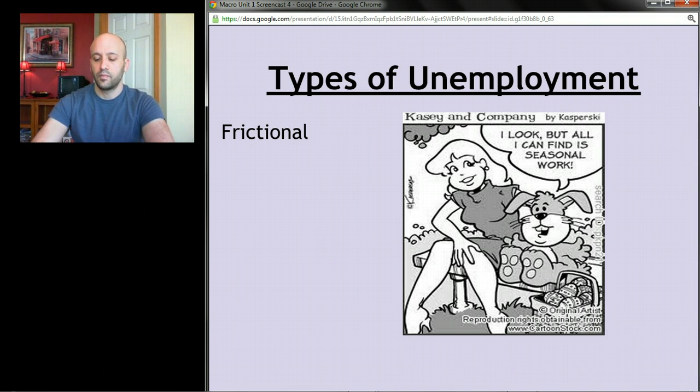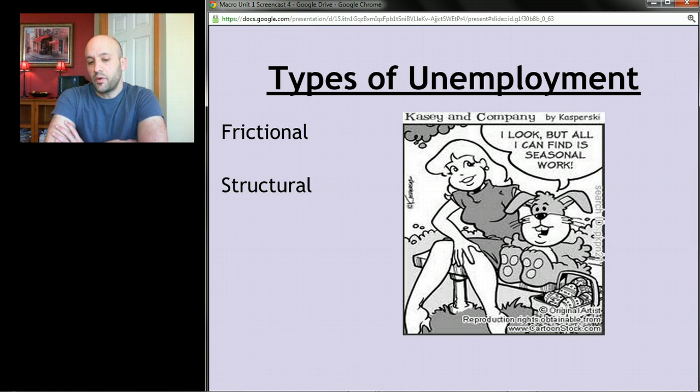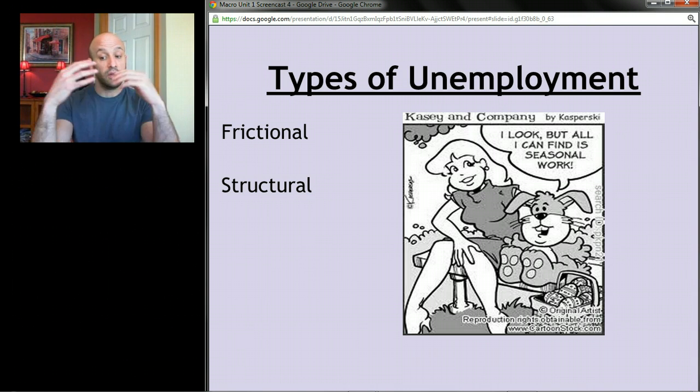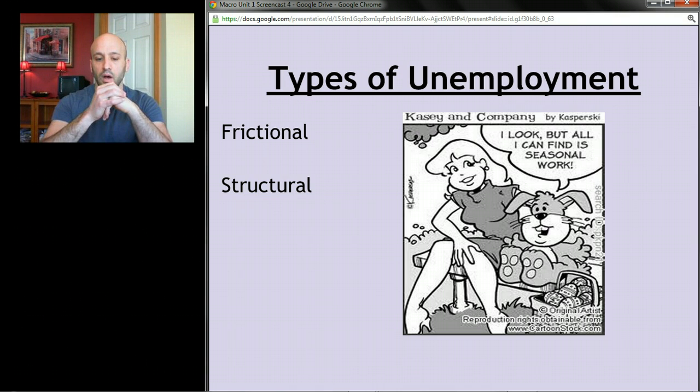The next kind of unemployment is called structural unemployment. Structural unemployment happens when one's skills are no longer needed within the economy. So for example, if you were a bank teller in the 1970s, and then ATM machines came out and you lost your job as a result of that, you're considered structurally unemployed. Now this is a little bit worse because what that means is that these people are gonna have to go back to school or get retrained into doing something else. So it's kind of a worse kind of unemployment than frictional unemployment.